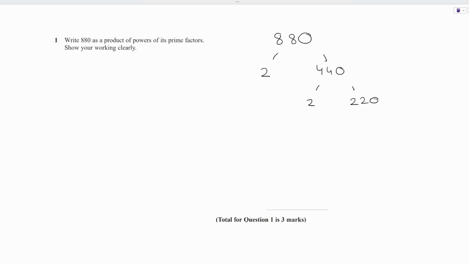So 220, we can divide this by 2 again, giving 110. Now here we can split this into 11 and 10, and this is easier because 11 is a prime factor, so we don't have to break it down from here. Now 10 can be shown as 2 times 5. So now we can just rewrite this as 2 to the power of 4 times 11 times 5. So let's just write that down here.